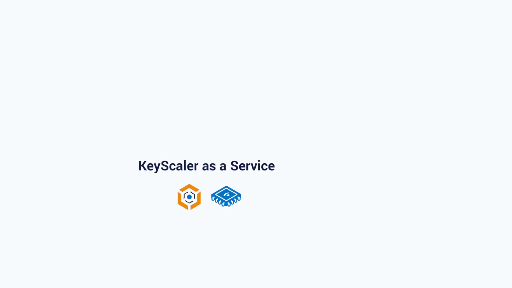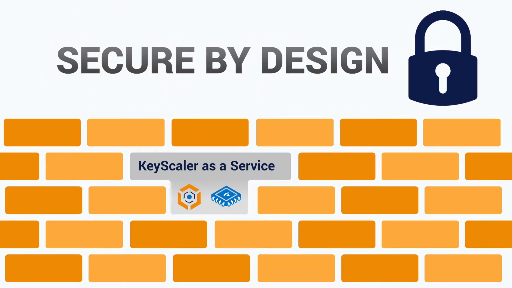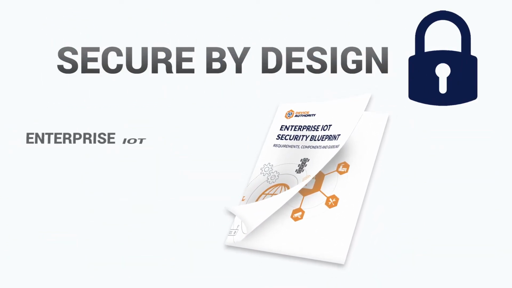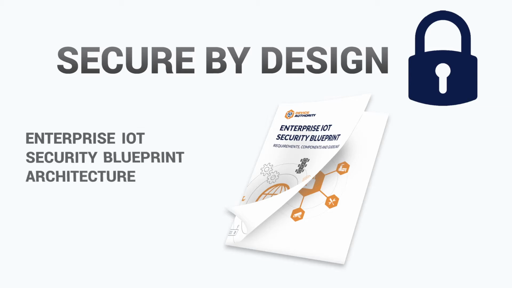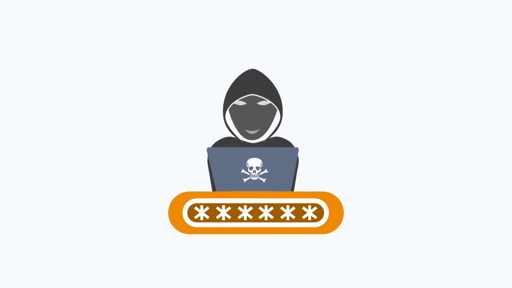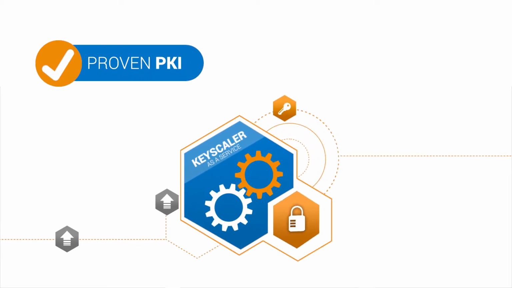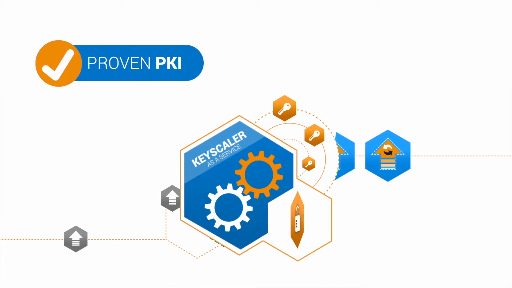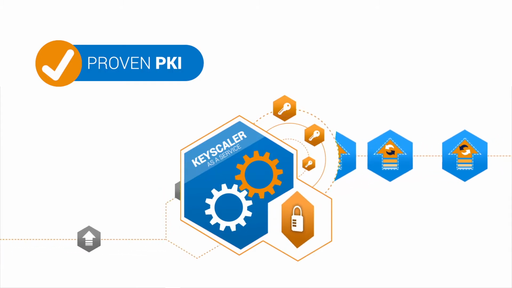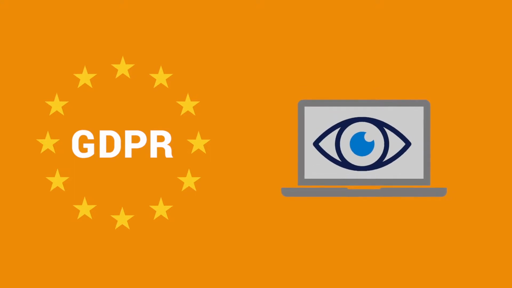KeyScaler as a service serves as the key building block for delivering secure by design methodology as articulated in our Enterprise IoT Security Blueprint architecture. Weak identities, passwords or other credentials and vulnerabilities are the holy grail for hackers. KeyScaler as a service brings proven PKI for device identity at scale and facilitates the secure updates for addressing the known vulnerabilities. Think about GDPR and e-privacy regulation.